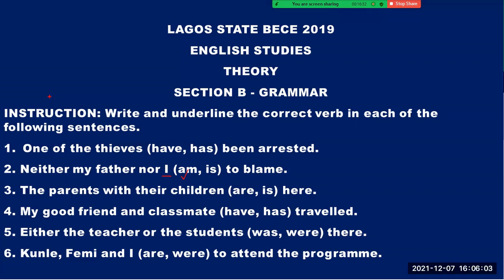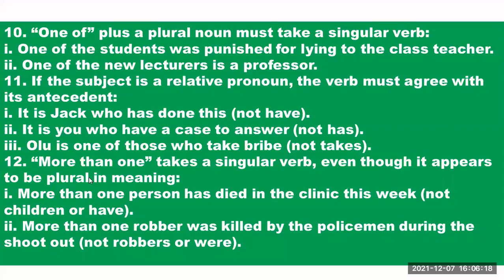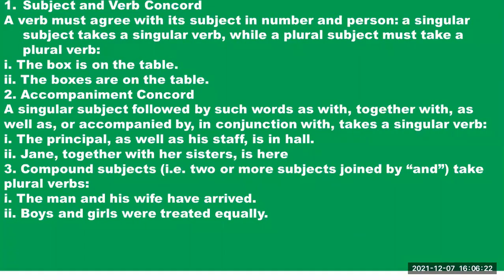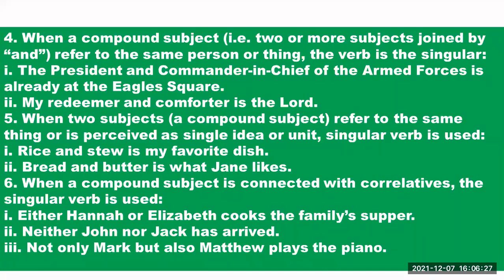Now, if you have a plural subject coming before the verb, then the verb must be plural. So you can see that is exactly the way it works. Let me see if I can show you the rule of Concord that has to do with neither or either. So you can see it here.